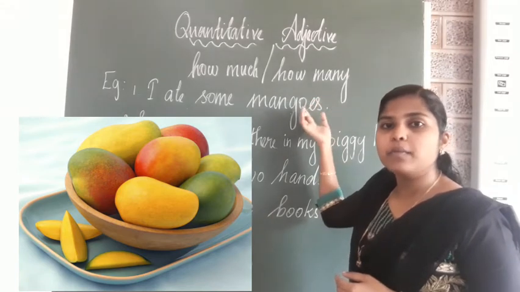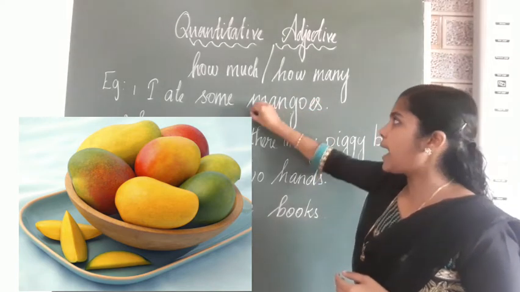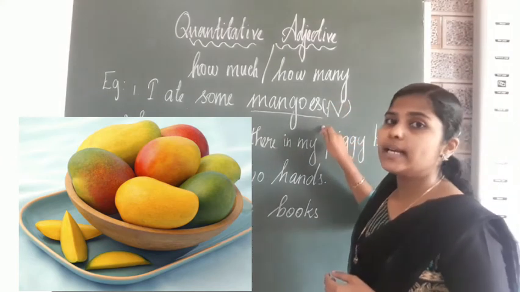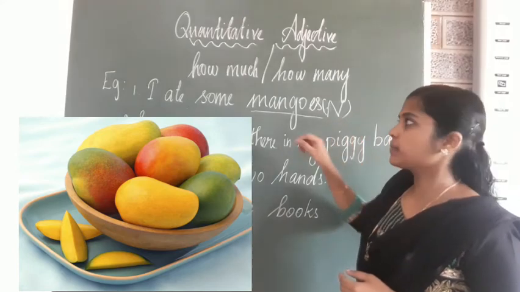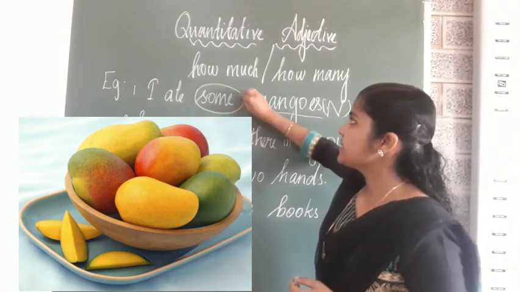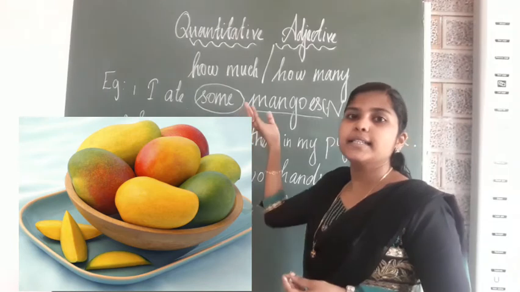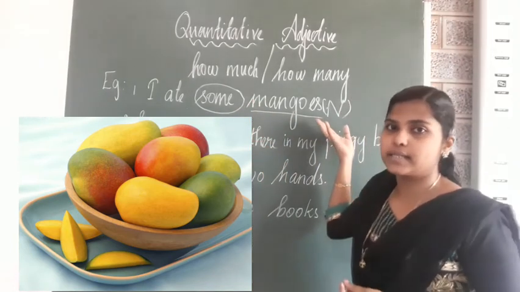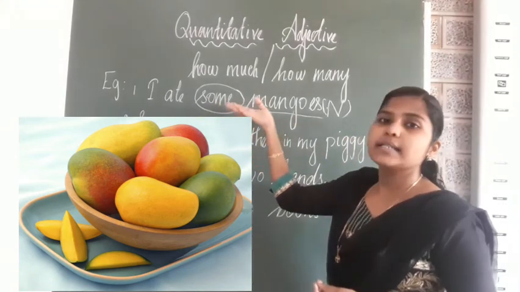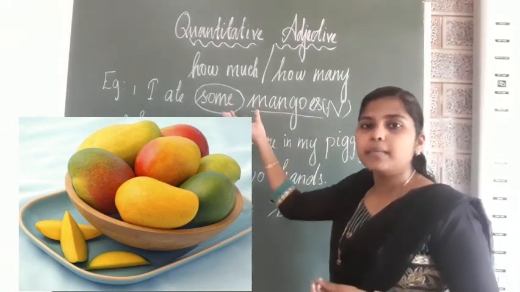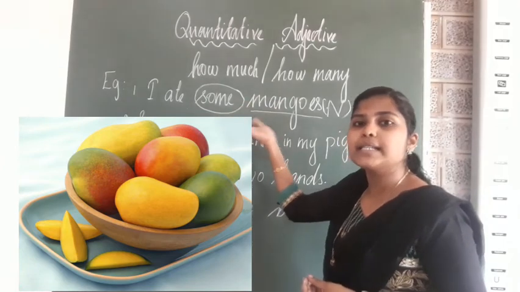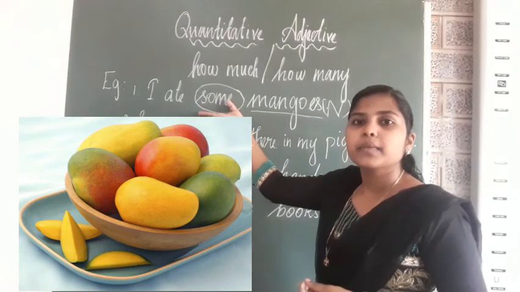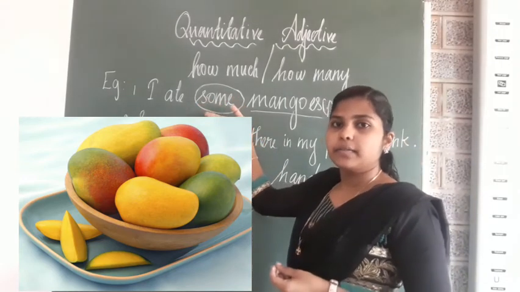It denotes the name of a fruit, isn't it? So, mangoes is a noun. It is denoting the name of a fruit. Look at this word some. It is denoting how much or how many this noun is, isn't it? I ate some mangoes. Some is denoting the quantity of this noun. So this word some is the quantitative adjective.